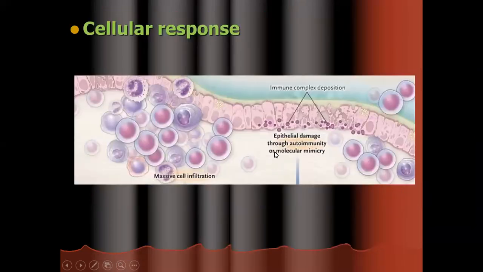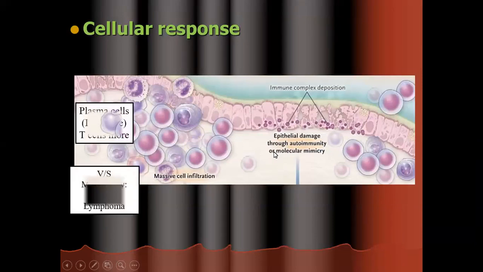Regarding the cellular response, it has its unique criteria also, characterized by plasma cell infiltration with a high percentage of IgG4 positive plasma cells. T cell infiltration is more abundant than B cell, in contrast to malignancy and lymphoma. And the infiltration, as we mentioned before, is not diffuse. It has a tumefactive nature. The infiltrating cells are grouped together in a tumor-like fashion.